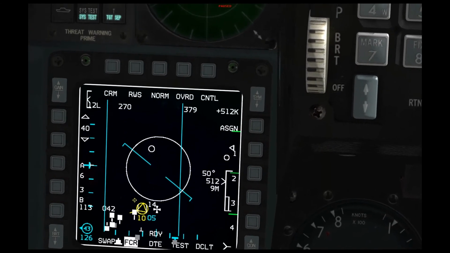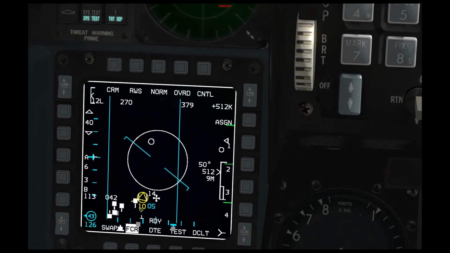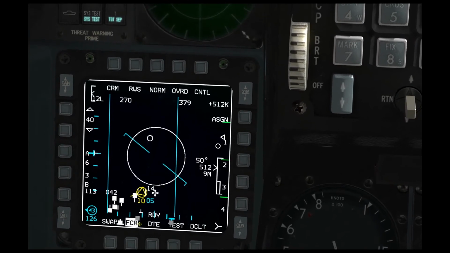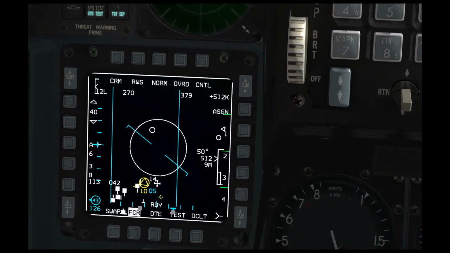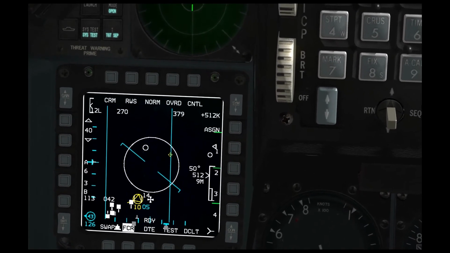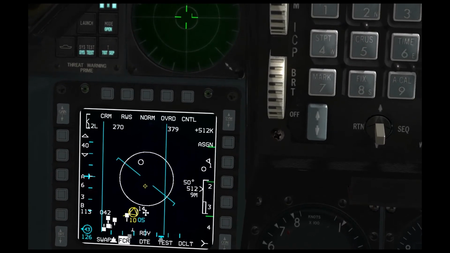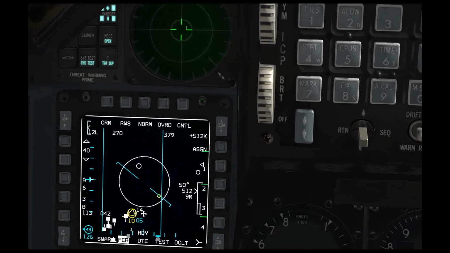So let's say this target starts diving. If he dives below 5,000, I'm going to start losing him. And at that point, this would flash red, and there'd be X's across it. So that's just for your own situational awareness. This circle here and all this stuff, this is for the AIM-120, which I'm going to go over in a moment.